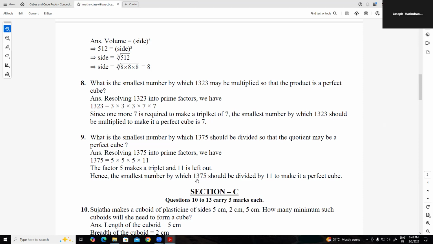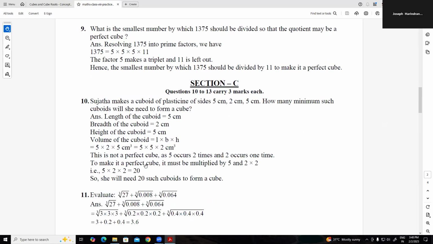So prime factorization is the best way to solve such problems. And the one which is left out here, there is only one 11, so we have to divide by 11 and hence make it a perfect cube. Understood? We move on to section C, 3 marks questions.